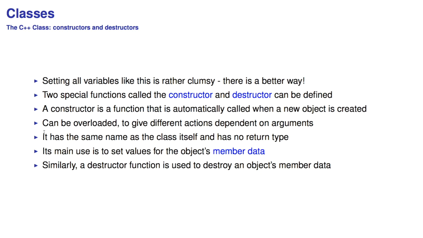It has the same name as the class itself and has no return type. Its main use is to set the values of the object's member data. It could have some other effects as well, but the notation we'll use will make that abundantly clear. And similarly, a destructor function is used to destroy an object's member data. It typically is called at any point where the data will no longer be available to the code. And we'll see examples of that as well.